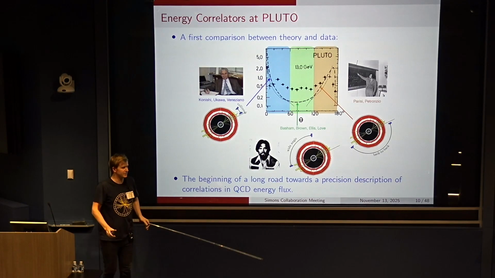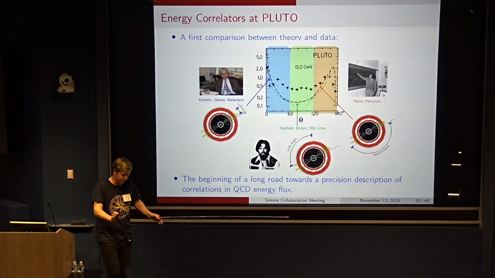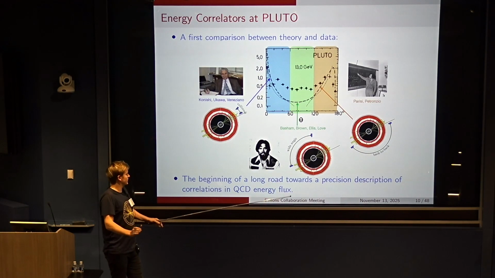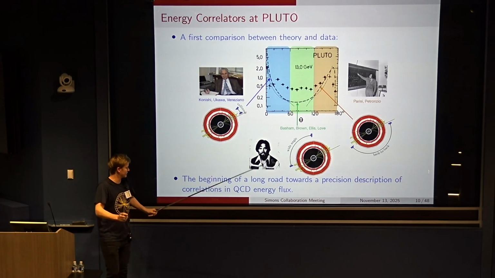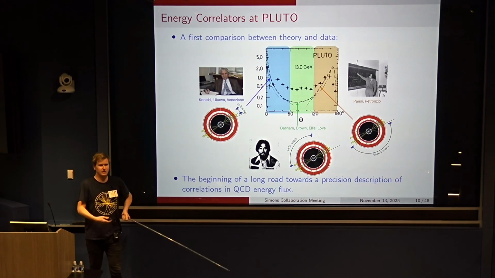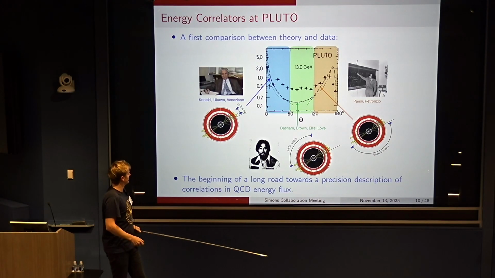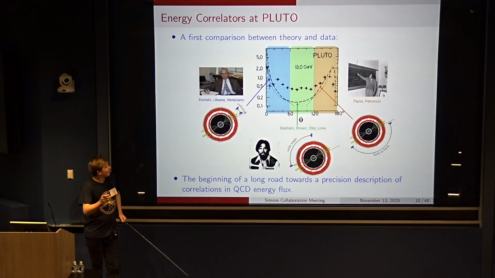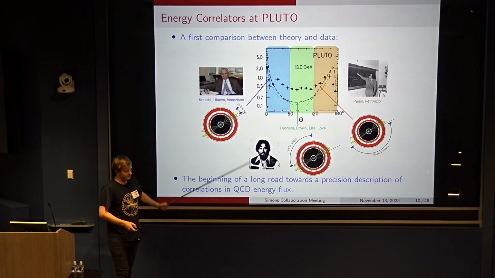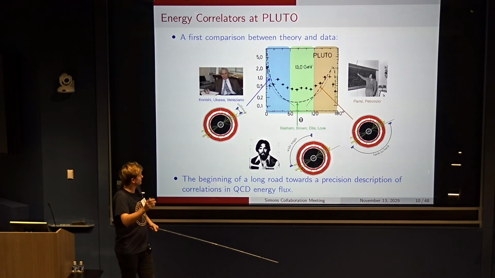But nevertheless, this was kind of a first attempt at actually making a comparison between descriptions of energy flux and correlations in QCD and trying to learn something about QCD by comparing it with this type of observables. And of course, this is not unexpected because this is at very low energies. OK.